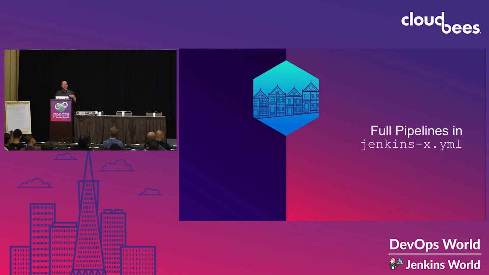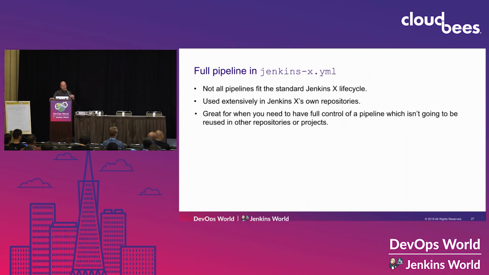As I said, I don't know how often you're going to need this, but it's a good tool to have available for you. Not all pipelines fit the standard Jenkins X lifecycle. I would assume that most of what you would use in Jenkins X will, that you're building something that you're going to deploy via Helm chart and a preview environment, et cetera. But maybe you're building a library that other applications depend on. Maybe you're not building a container image that you're deploying. And there, being able to specify your full pipeline like you can in Jenkins is very handy.